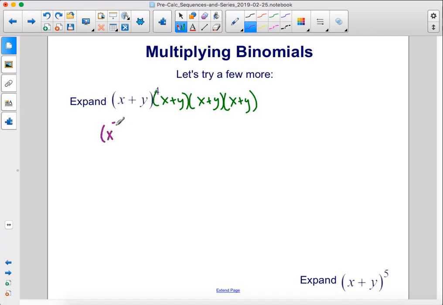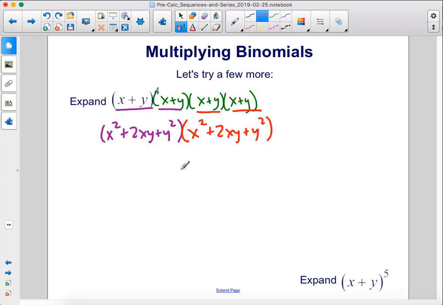And that gives us x squared plus 2xy plus y squared. And that's this one times that one. Now this times this is going to give us the exact same result, so we can just multiply that here: x squared plus 2xy plus y squared. Now we have to multiply these together.